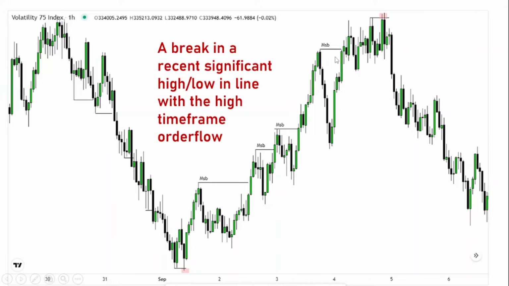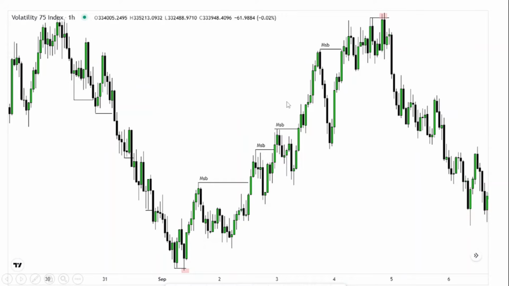Okay, so breaking market structure will be breaking a recent significant high or low that is in line with the higher time frame order flow. And the order flow is established after a reversal. So from a downturn here, we had a reversal, and therefore bullish order flow was now in play, and so we have broken market structure in line with that order flow.